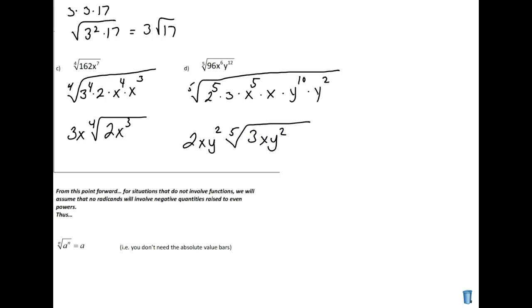Okay. All right. So from this point forward, for situations that aren't with functions, we're going to assume that everything is going to be positive, so we don't need any absolute values. So if you go back to this example here, 4th root, this should be the absolute value of 3x times the fourth root of 2x to the third. Remember, because if it's an even root, we needed to put those absolute values to make sure that variable stayed positive. But from this point forward, unless it's a function, we don't need to worry about those absolute value bars, okay? All right, that's the first part.